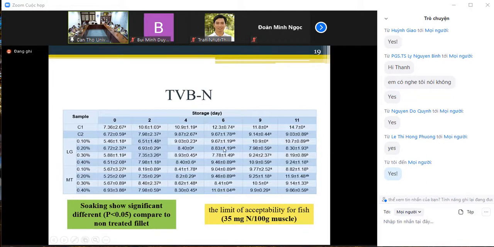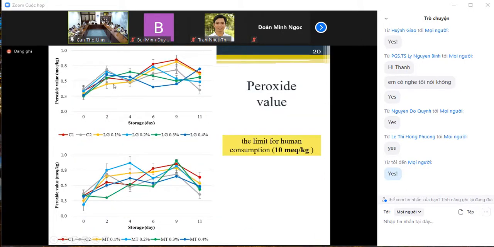And move to peroxide value. Also, there is no significant difference, and all of the treated fillets are under the limit of human consumption. This is because of the type of lipid in the pangasius fillet itself, most of it is saturated fatty acid, which is not vulnerable to oxidation.